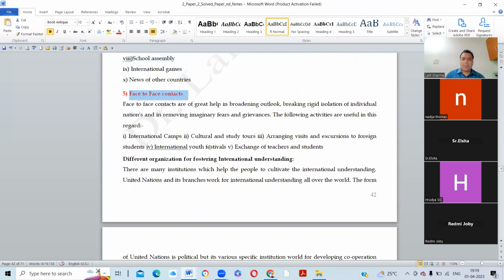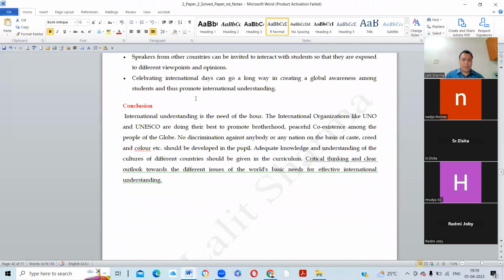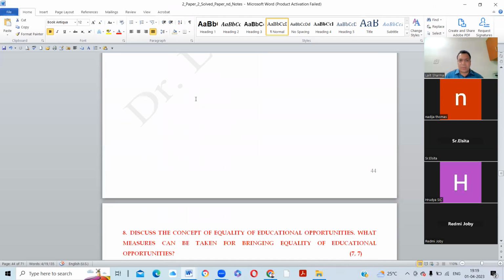Face to face contacts means you should even start a kind of program to develop international understanding. You can sign an MOU with a foreign country, and your students can visit over there, and it's happening, right? So guys, these are the points by which you can develop international understanding. These are easy questions.